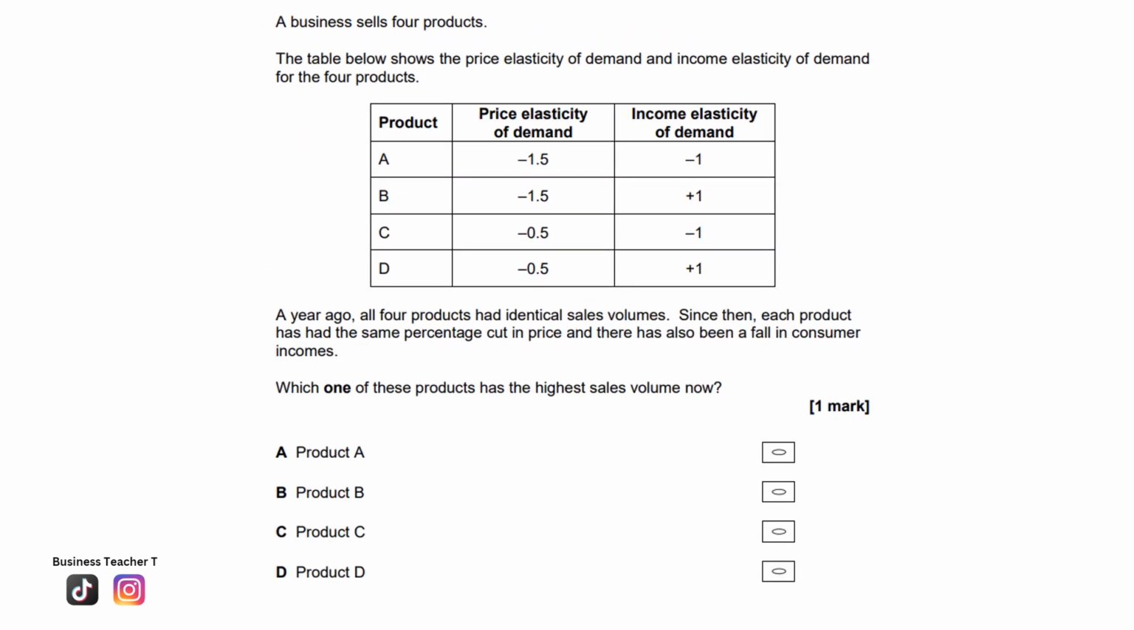A business sells 4 products. The table below shows the price elasticity of demand and income elasticity of demand for the 4 products. So take a look at product A, product B, product C, and product D. A year ago, all 4 products had identical sales volumes. Since then, each product has had the same percentage cut in price, and there has also been a fall in consumer incomes. Which one of these products has the highest sales volume now? Is it A, product A, B, product B, C, product C, or D, product D?